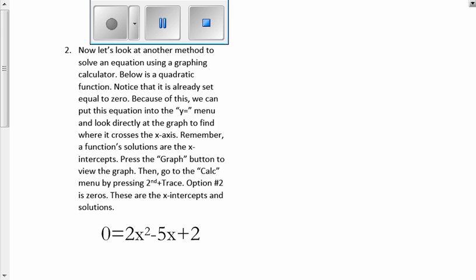There are other ways that we can solve equations using our graphing calculator other than using the table mode. Below we have a quadratic equation that is set equal to 0. We need to find the solutions. Remember, solutions are the same things as the x-intercepts, as the zeros. Any way they ask it, they're asking for the same value.